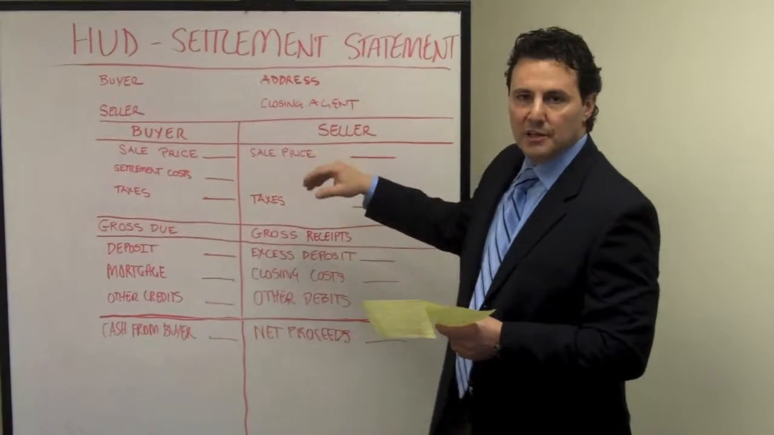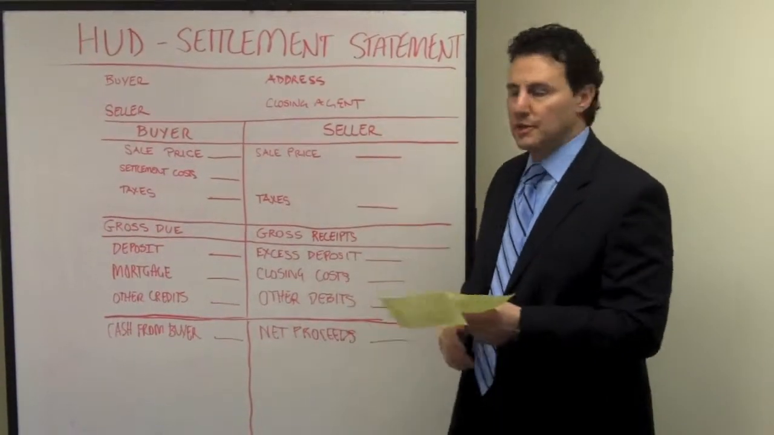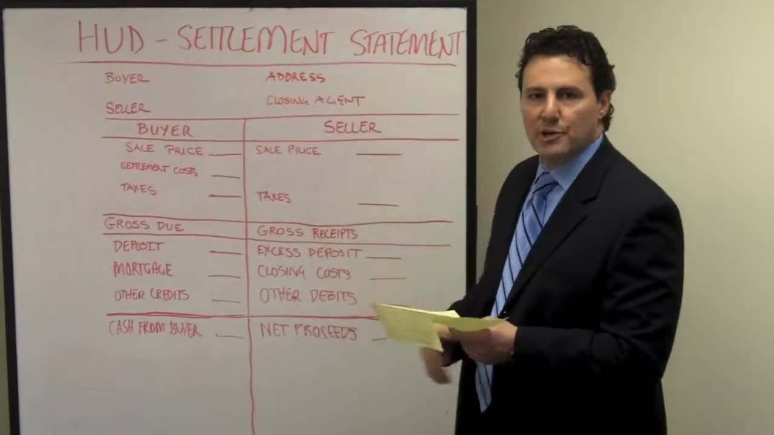It tells you the buyer and the seller, the address of the property, and the closing agent. In other words, the person who's conducting the closing. There's some other items up there, but those are the most pertinent ones to you.